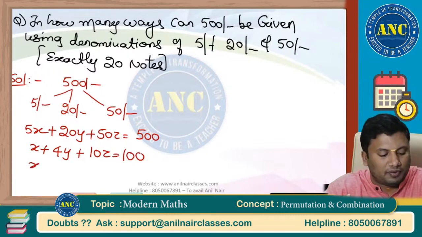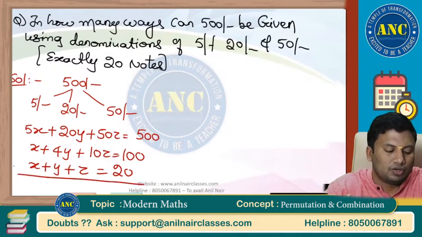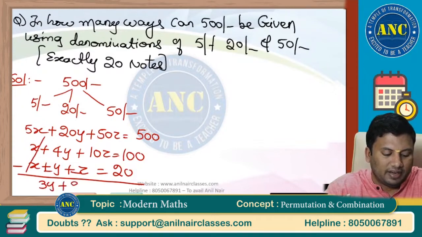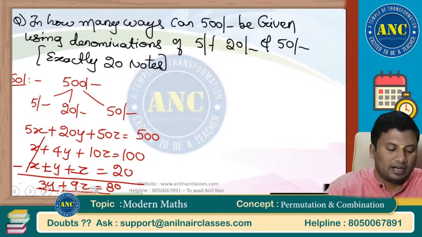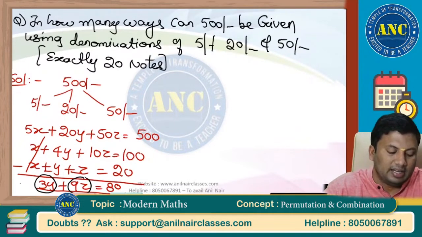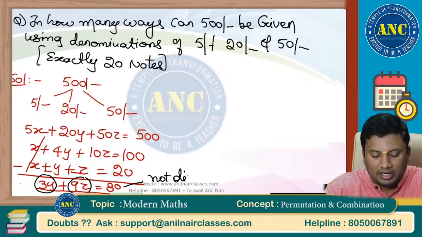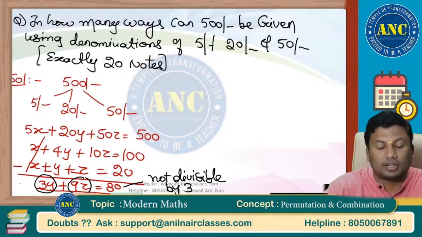Total number of notes which I am using is 20. x plus y plus z equals 20. If I subtract, x minus x cancels, and it is 3y plus 9z equals 80. 3y is divisible by 3. 9z is divisible by 3. 80 is not divisible by 3.